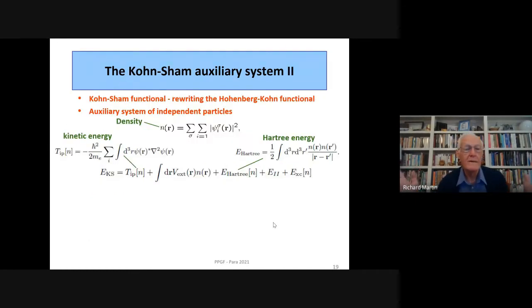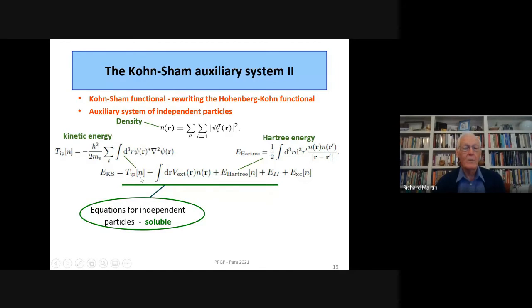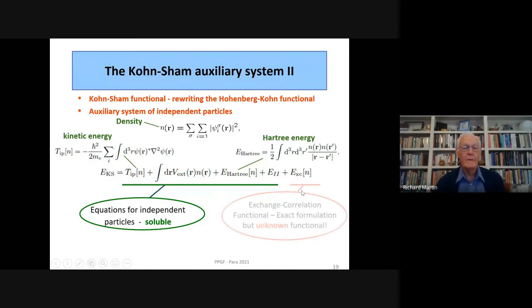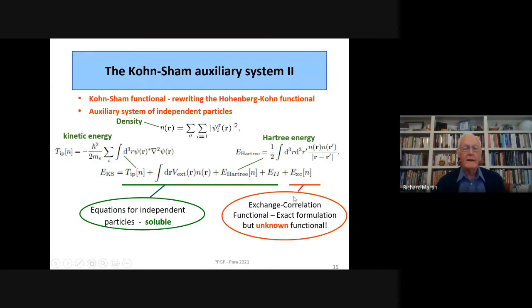So for independent particles, we know what the approach will be. We know how to calculate the density. We know how to calculate the kinetic energy. We know how to calculate the Hartree energy, which is just the integral involving the density and the Coulomb interaction. And we know this extra term for the nuclei-nuclei interaction, the interaction with the external potential, and everything else lumped into this exchange correlation term. So all these terms are fully soluble, and we're left with the exchange correlation that's exact, but it's unknown. And now the key thing is that we can make approximations, and it's turned out that one can make very good approximations.